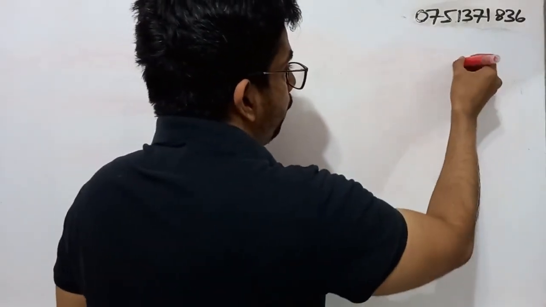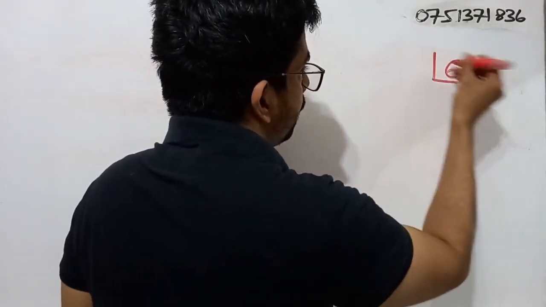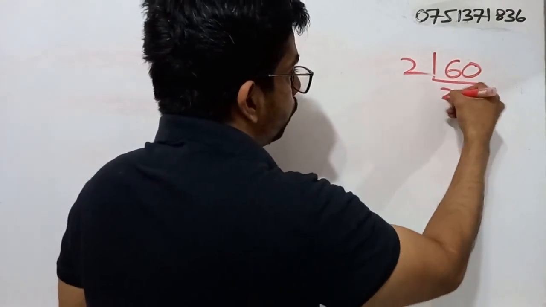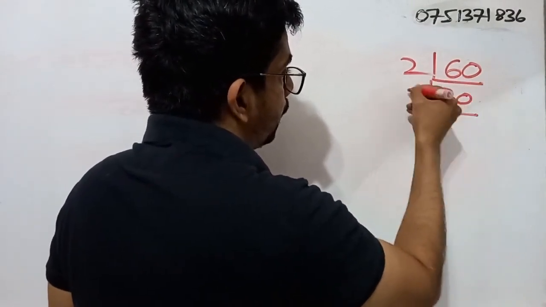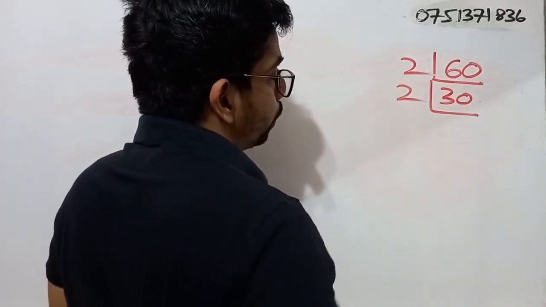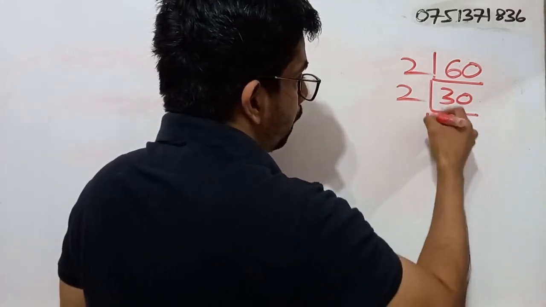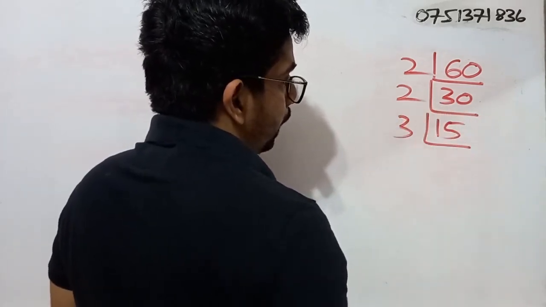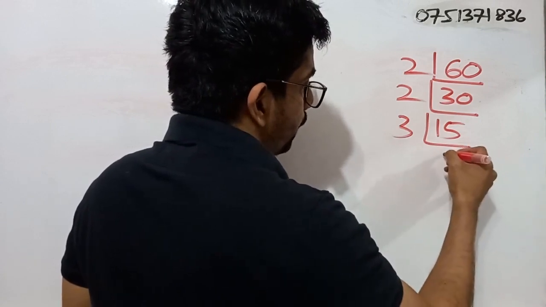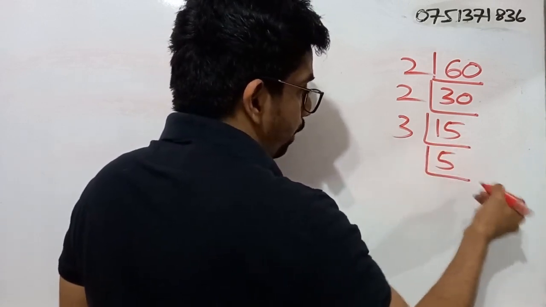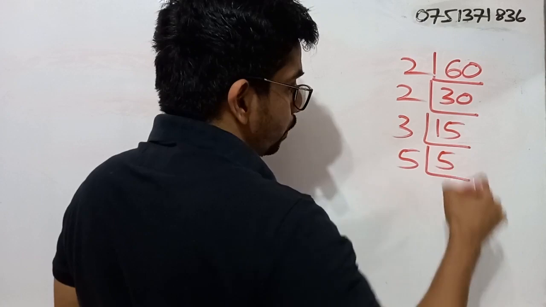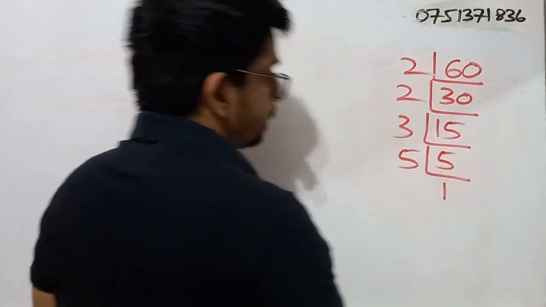Okay, so I will take 60 and divide it by 2. 60 divided by 2, we will get 30. 30, I will again divide by 2. So we will get 15. 15 I will divide by 3. So I will get 5 as the quotient. 5 again I will divide by 5. So then I get 1 as the quotient.